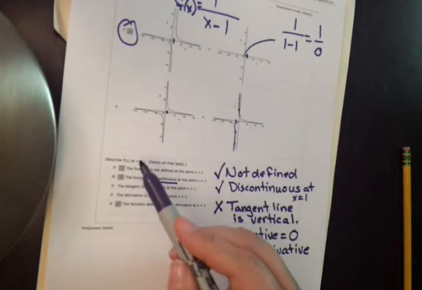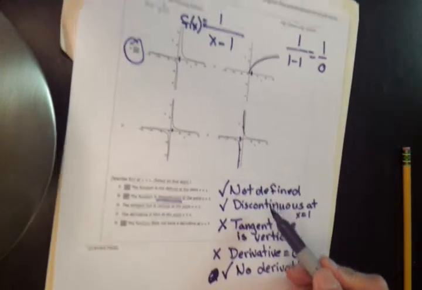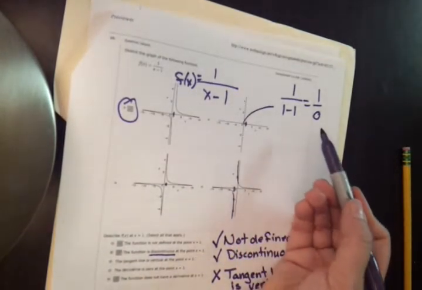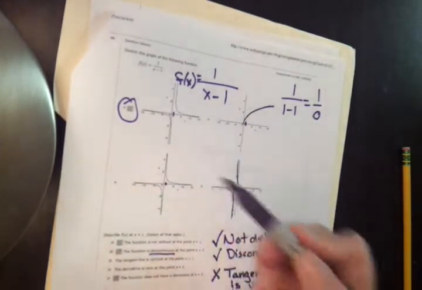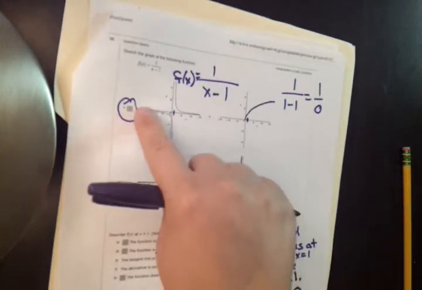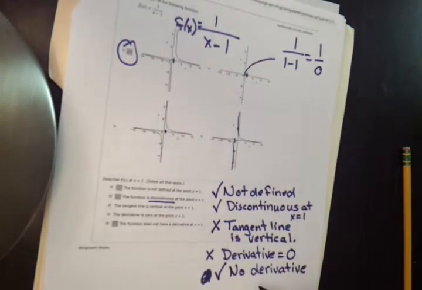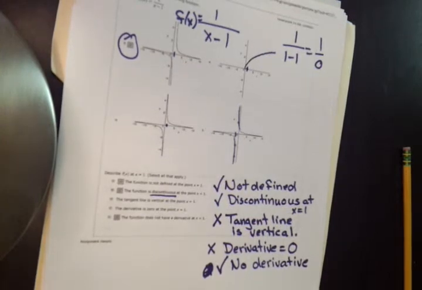So out of your 5 choices, 3 of them will be correct. The choice that it's not defined, because 1 over 0 really isn't defined. There's no point there on the graph. Discontinuous at x equals 1, because we had to pick up our finger at x equals 1. And the other correct choice is that there's no derivative. If we don't have a point on the graph, we can't draw a tangent line there, so there is no derivative. And those are the correct choices and the reasons they're correct for question number 10 on homework 4.